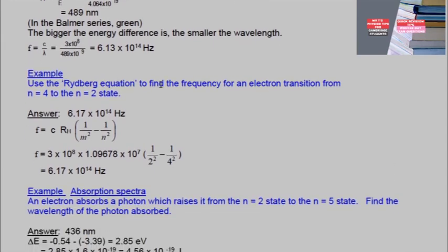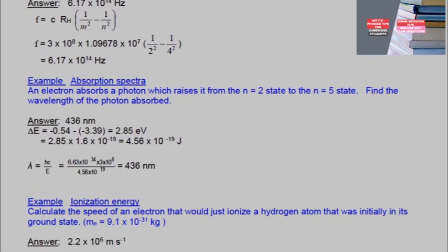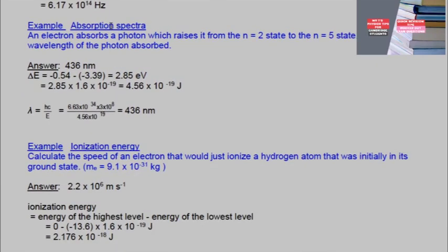Use the Rydberg equation to find the frequency of an electron transition from n is equal to 4 to n is equal to 2. Now we apply that, so that would be f is equal to C, Rydberg constant, 1 over m squared minus 1 over n squared. So that is that. Simple as that. So you just apply the quantum numbers there. Then we also have an example of the absorption spectra. An electron absorbs a photon which raises it from n is equal to 2 to n is equal to 5 state. Find the wavelength and the photon absorbed.